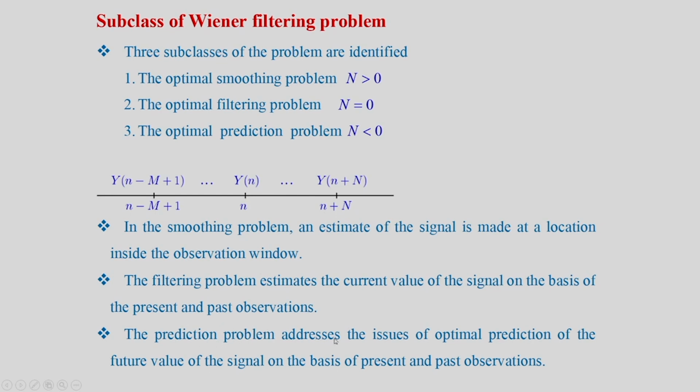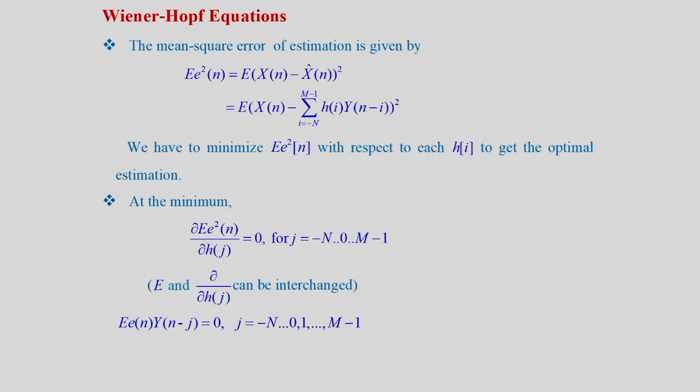Now, for the prediction problem, n is less than 0. That means we consider only past data, because our big N is this side. Therefore, we will consider only the past data. Therefore, the prediction problem addresses the issues of optimal prediction of the future value of the signal on the basis of present and the past observations. These are the three subclasses of the Wiener filtering problem.